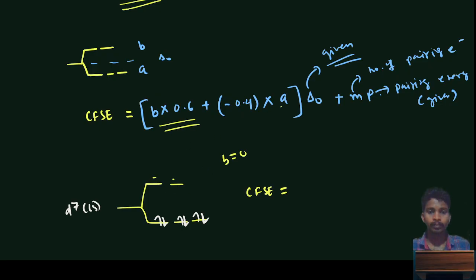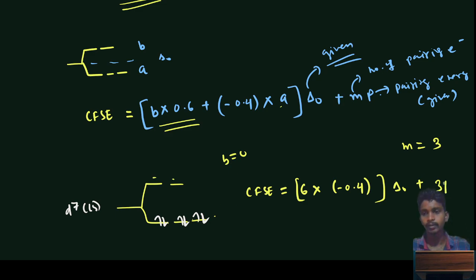And A we have 6, so 6 into minus 0.4 into delta naught, plus I will add the pairing energies. M is equal to 3, because 1, 2, 3 are paired, so that is 3 into the pairing energy, whatever is given. So this way we can calculate it.